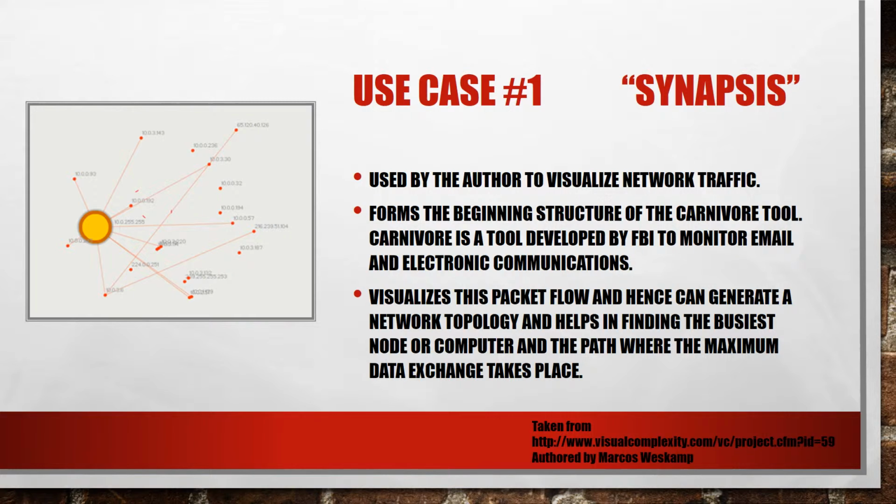Use case number one, synapses. So this is developed by the author to visualize network traffic. It is the beginning structure of the Carnivore tool. Carnivore is basically a tool that has been developed by the FBI to monitor email and electronic communications. This visualizes the packet flow and hence helps generate a network topology and helps us find the busiest node or computer where maximum data exchange takes place.